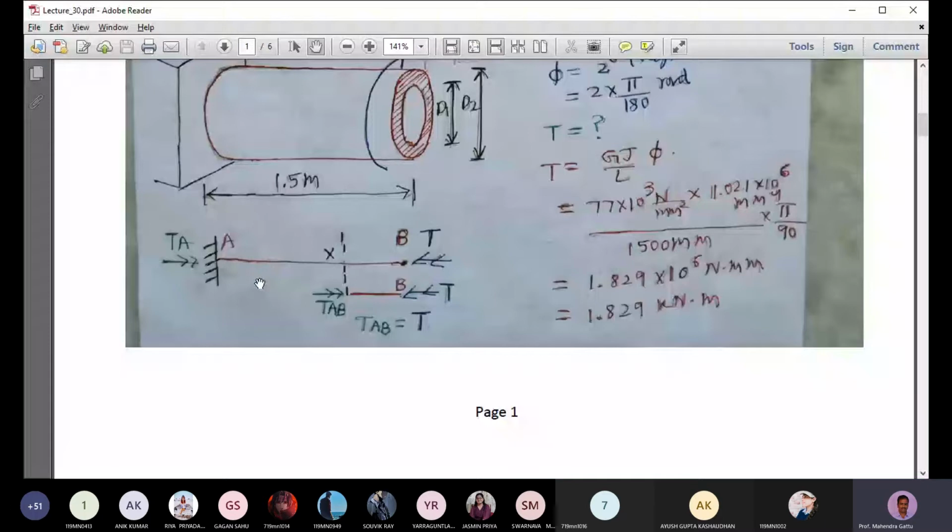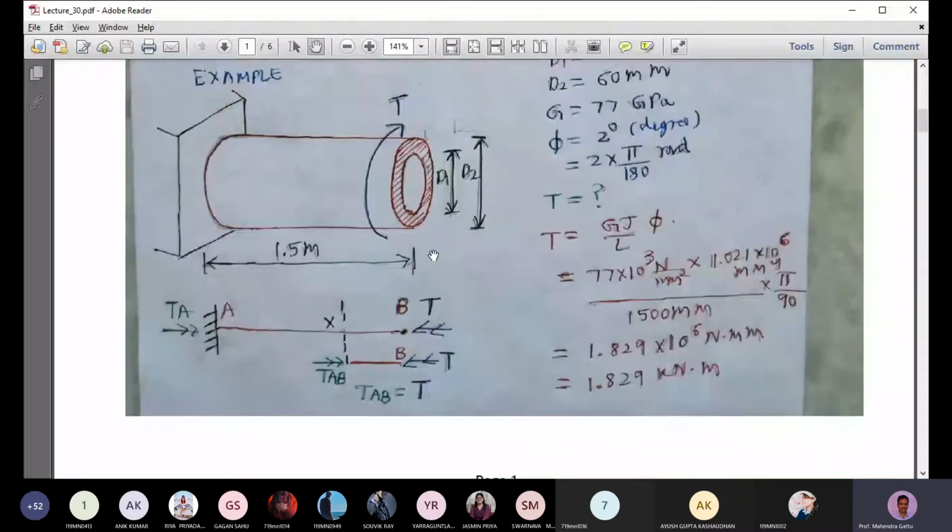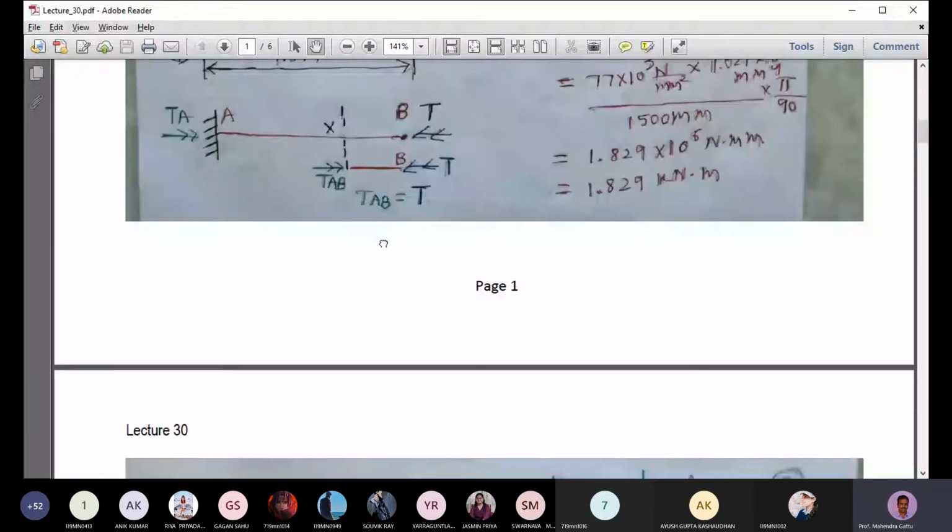Okay, so across this cross section there is a uniform twisting moment coming into the picture, and it is pointing in this direction. So it is positive. If you take the x-axis in this direction as positive i cap, then it will be TAB i cap, that is, T i cap over this entire region. Okay, so we'll use this notation for solving some problems here.